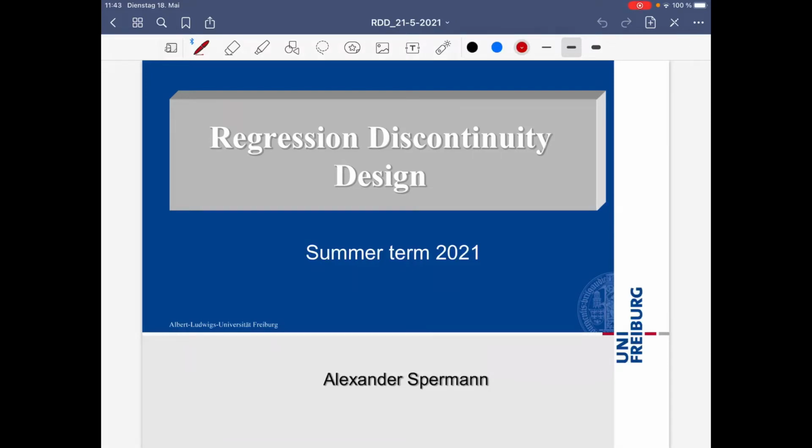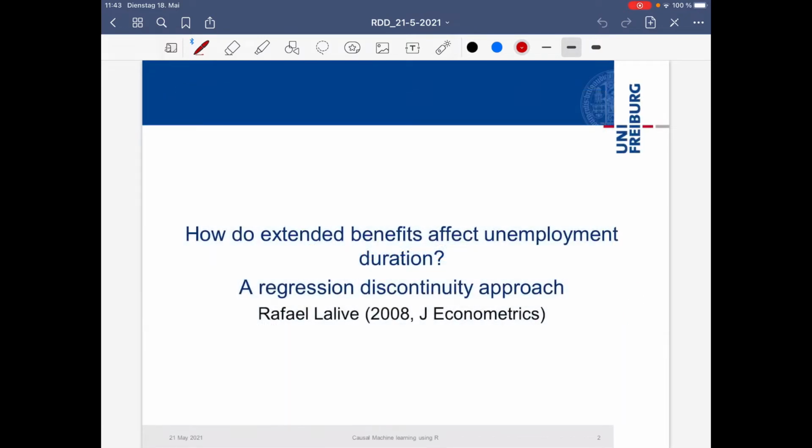Now let's have a closer look at the regression discontinuity design, referring to an article that has been published in a refereed journal. The article is by Lalive, a Swiss economist, published 2008 in the Journal of Econometrics, and this is until today a nice example for an applied RDD approach. It's how do extended benefits affect unemployment duration.